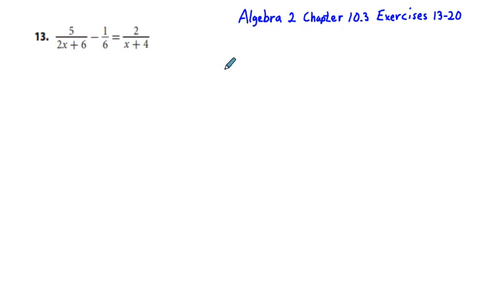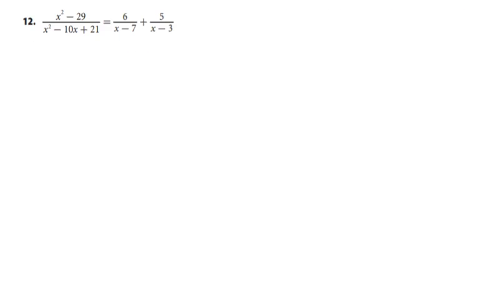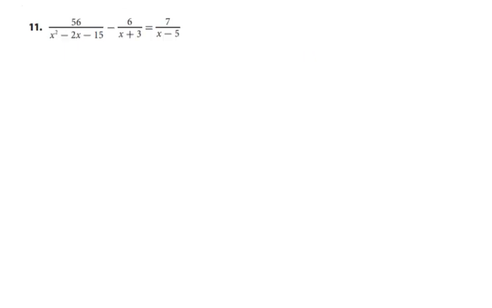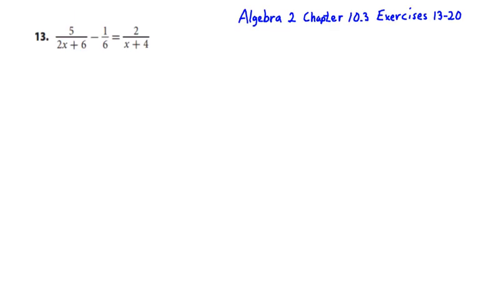Algebra 2, Chapter 10.3, exercises 13 through 20. In this section, we're solving rational equations, and this problem 13 is the next part of this set that started with number 9, solve each rational equation algebraically. And so for a couple of these problems, I'm also going to confirm graphically using a calculator.